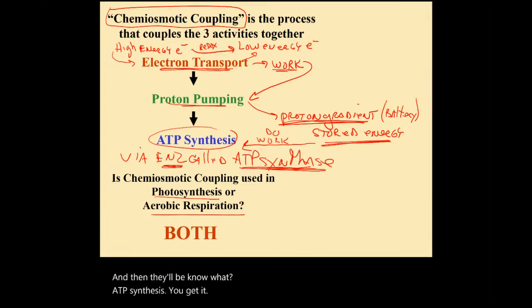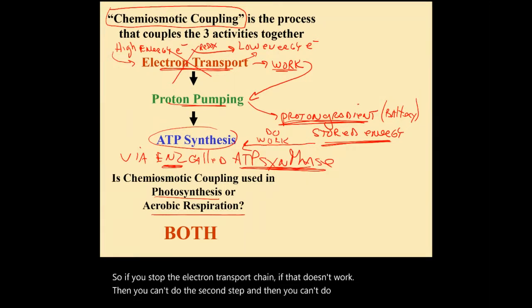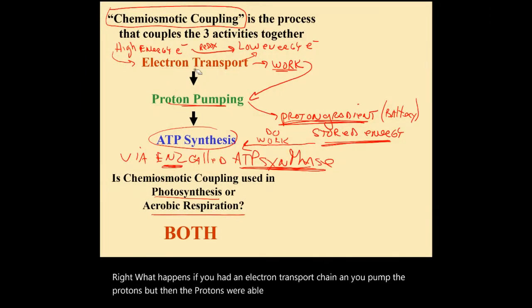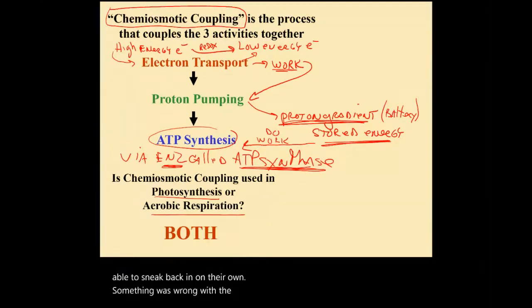So if you stop the electron transport chain, if that doesn't work, then you can't do the second step, and then you can't do the third step, correct? Right? What happens if you had an electron transport chain and you pump the protons, but then the protons were able to sneak back in? Suppose they were able to sneak back in on their own. Something was wrong with the membrane. Suppose the membrane was damaged, then it's not going to work, right?